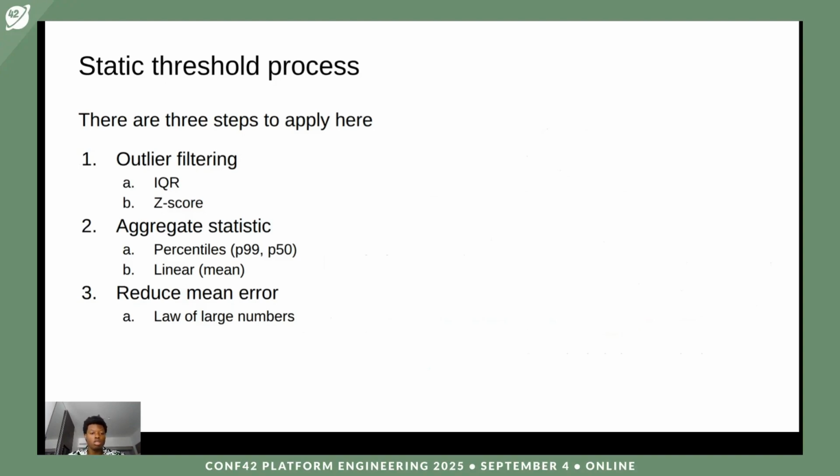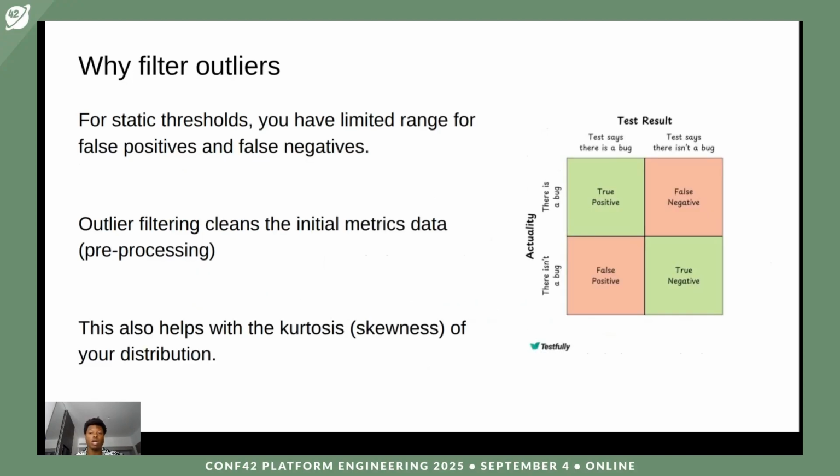Once you've done all of that, then you can reduce your mean error, using something like the law of large numbers, which I'll explain in a bit. But this is the entire process for static thresholds with numerical methods. So why do we need to filter for outliers? It is because static thresholds don't adapt.